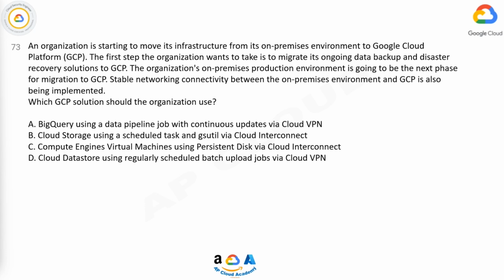A. BigQuery using a data pipeline job with continuous updates via Cloud VPN. B. Cloud Storage using a scheduled task and gsutil via Cloud Interconnect. C. Compute Engine virtual machines using persistent disk via Cloud Interconnect. D. Cloud Datastore using regularly scheduled batch upload jobs via Cloud VPN.